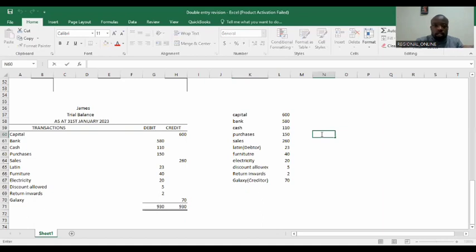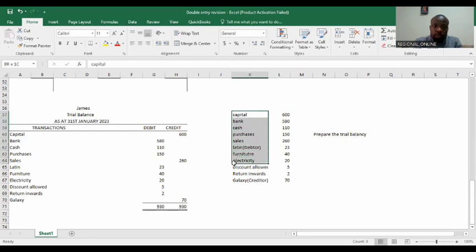Then the question says extract the trial balance, prepare the trial balance. That means the transactions have taken place and now you've been given the closing balances, and they put it in that way, telling you to extract the trial balance. So it is upon you to identify which is an asset or an expense, to be debited, the way I've debited them here, and which is a liability, an income, or a capital. You have to credit, they have credited them here.